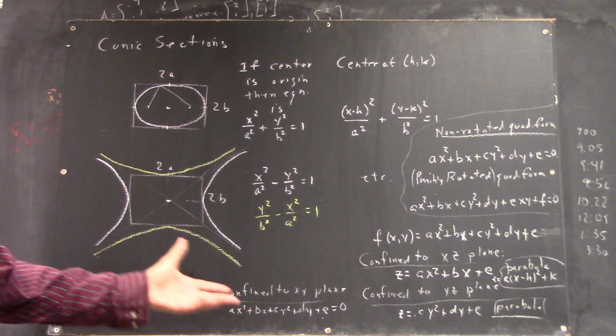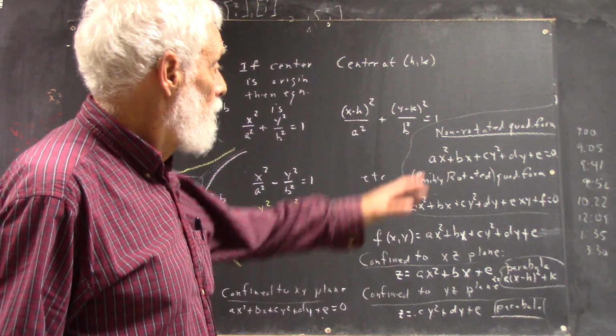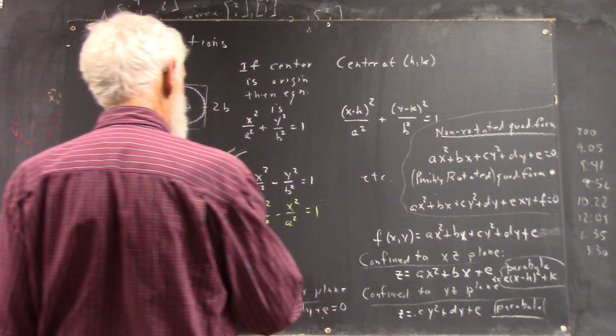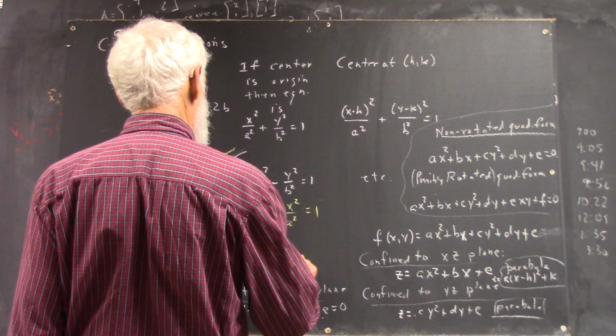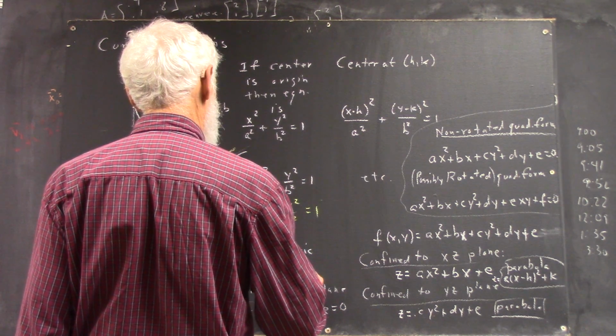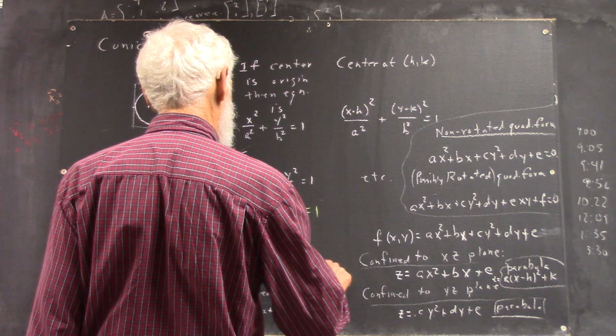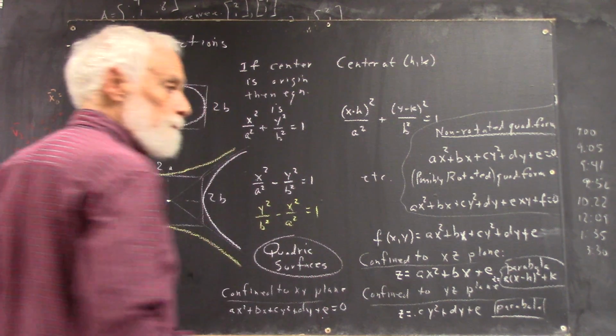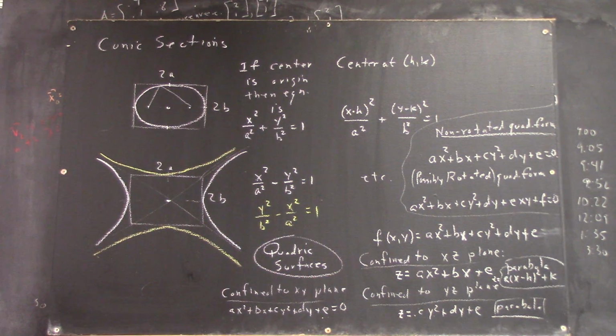Okay, so that's a picture. These things are called quadratic surfaces. So let's take a closer look.